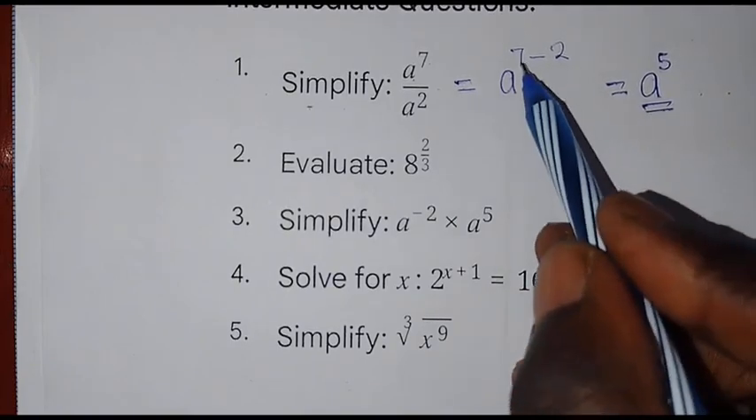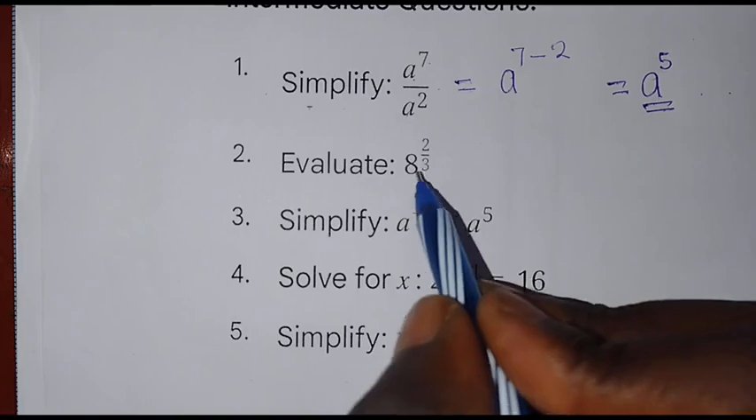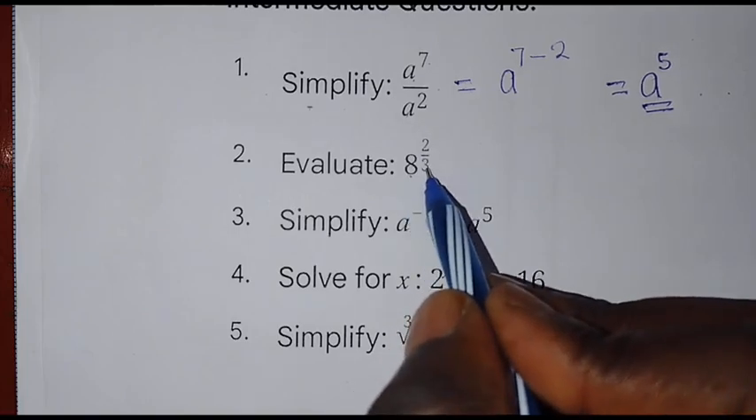This is our answer because 7 minus 2, the answer is 5. We come to this one. Evaluate 8 to the power 2 over 3.